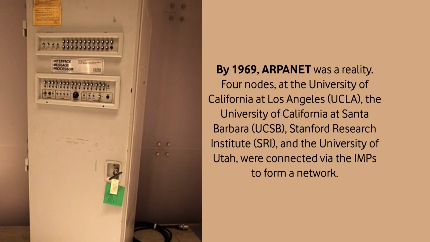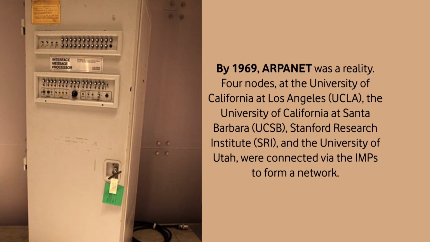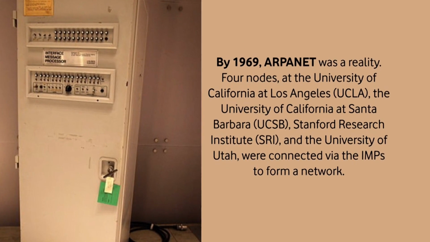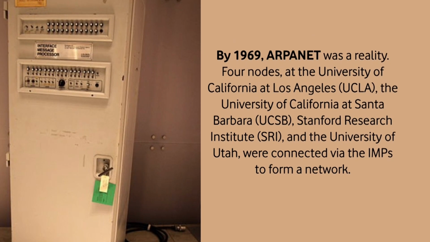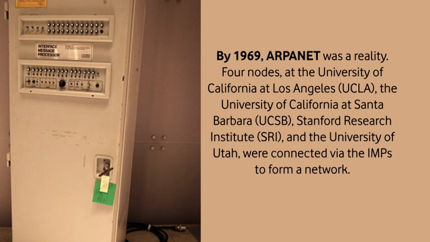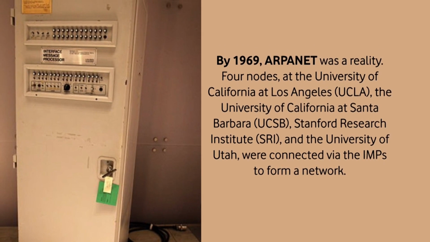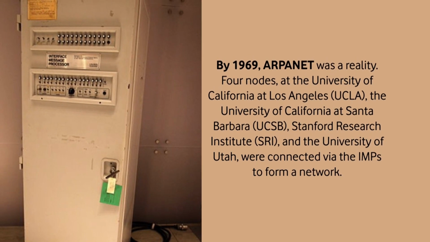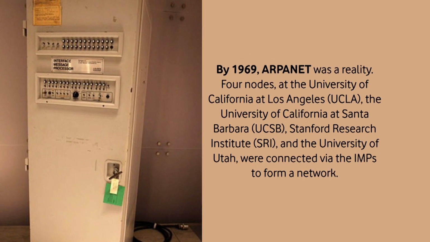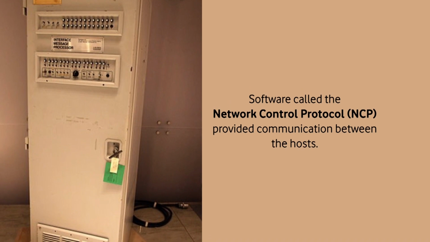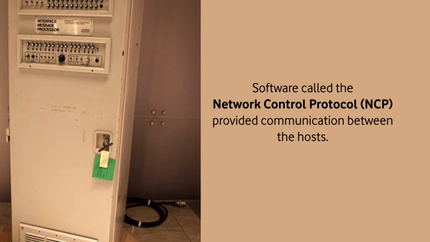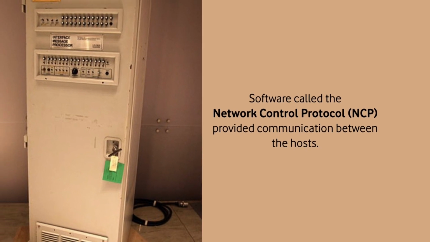So, by 1969, ARPANET was a reality. 4 nodes at the University of California at Los Angeles, UCLA, the University of California at Santa Barbara, UCSB, Stanford Research Institute, SRI, and the University of Utah were connected via the IMPs to form a network. Software called the Network Control Protocol, NCP, provided communication between these hosts. So, these were the first 4 nodes connected using this ARPA experiment.